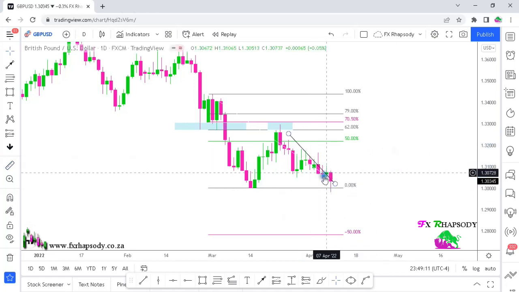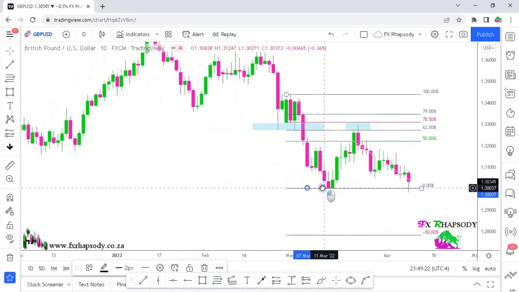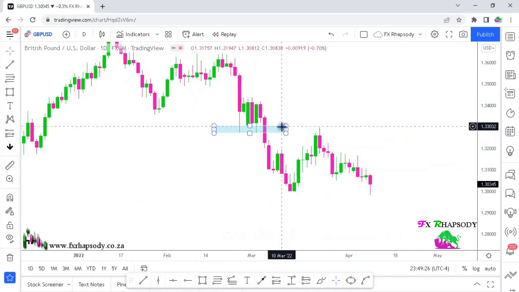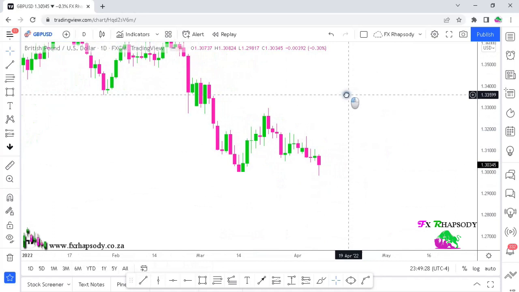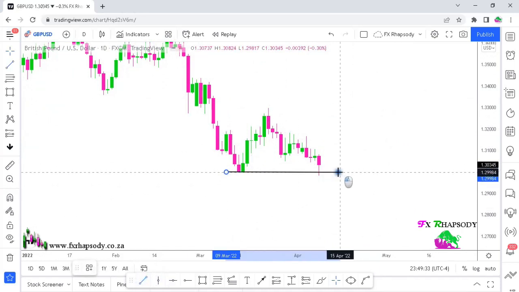If you had to place that, it would have been a nice 270 pip reward. But currently, what we see is market doing, and where's my vertical? There we go, my line tool. Sorry guys, I'm just going to remove all the noise over here. All right, so we've got market that went and tapped into that previous low.